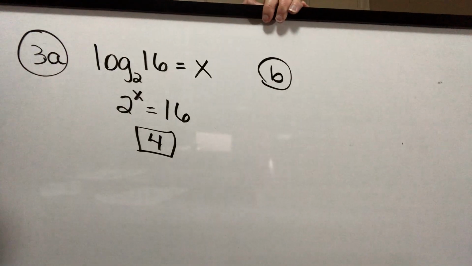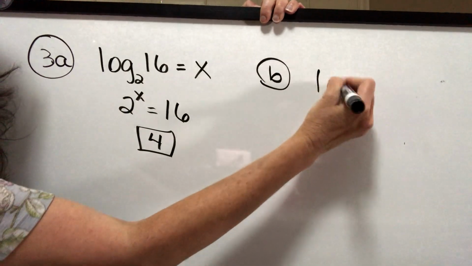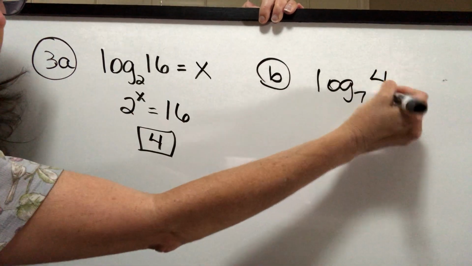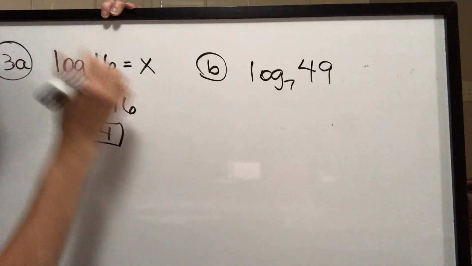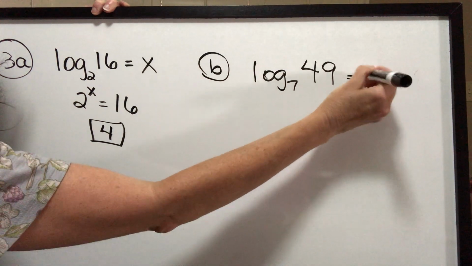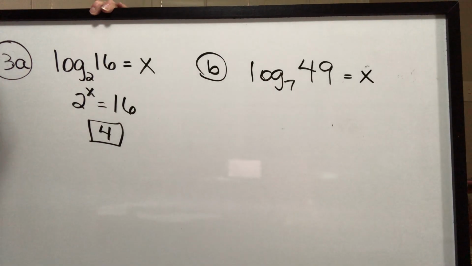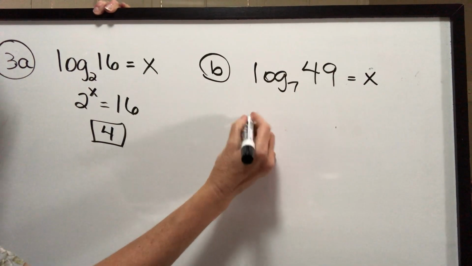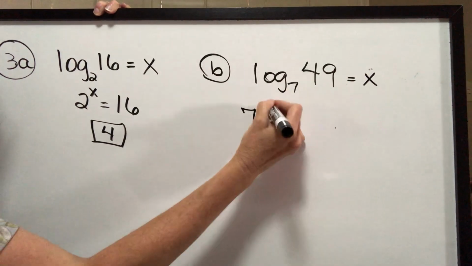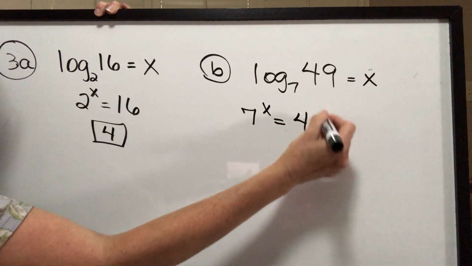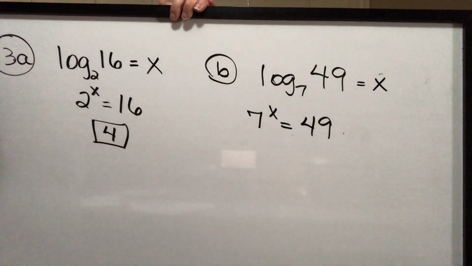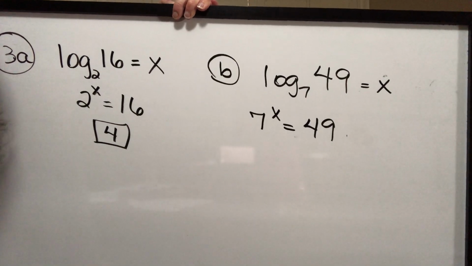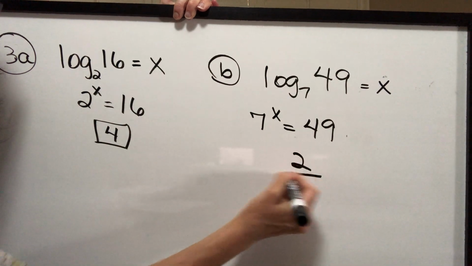Okay, for B, we have log base 7 of 49. Again, we have to figure this out without a calculator. If you don't see an equation, you can always make one just by setting it equal to x. The base would be 7, raised to the x power is 49. So you want to think, 7 to what power would be 49? That's an easy one. 7 squared is 49, so the answer is 2.